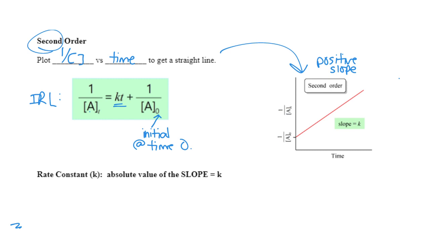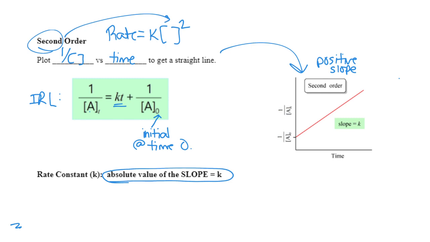Okay, so that one, if it gives us a straight line, would be second order. And we've talked about this already. The absolute value of my slope would equal k. My regular rate law equation would be rate equals k times my concentration squared because it's second order.